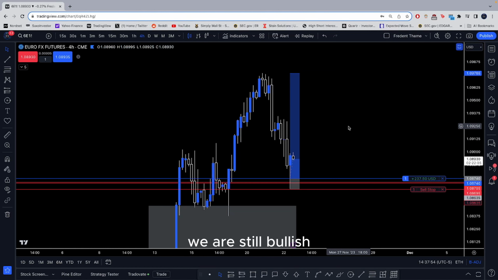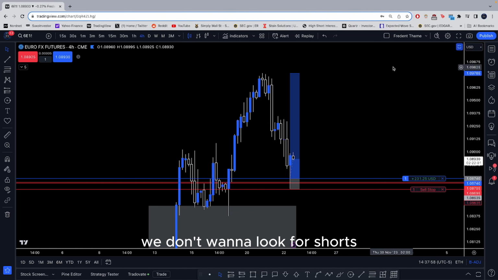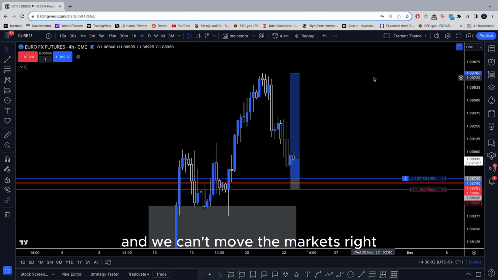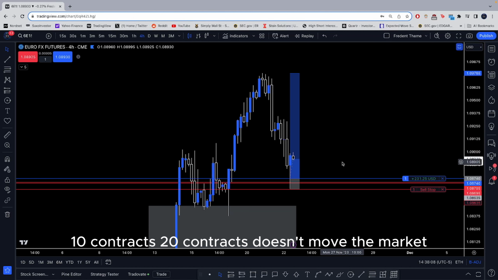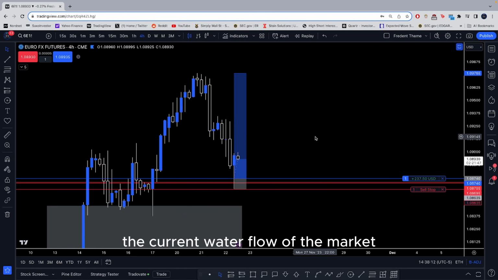We are still bullish, so we want to look for bullish action. We want to take longs. We don't want to look for shorts. That would trade against the trend, and we can't move the markets, right? We aren't the big institutions. What are you going to do with your 5 contracts or 10 contracts or 20 contracts? It doesn't move the market. We need to trade with the current order flow of the market.